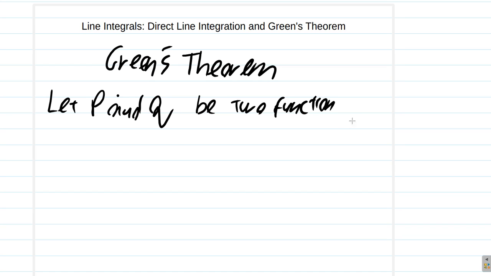Functions of x and y. P and Q are two functions of x and y. It could be that P is xy or xy squared or whatever it is, and it could be that Q is some other function, x cubed y squared plus y or plus x, whatever it is. It's P and Q. And these functions are finite and continuous.